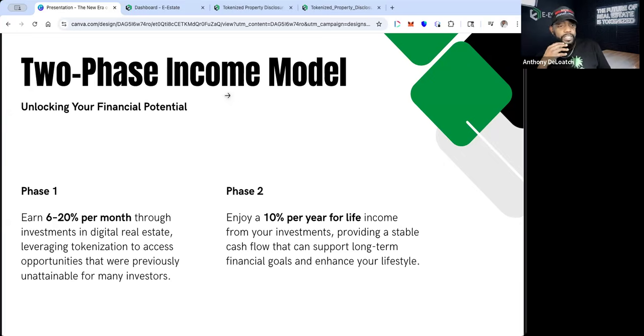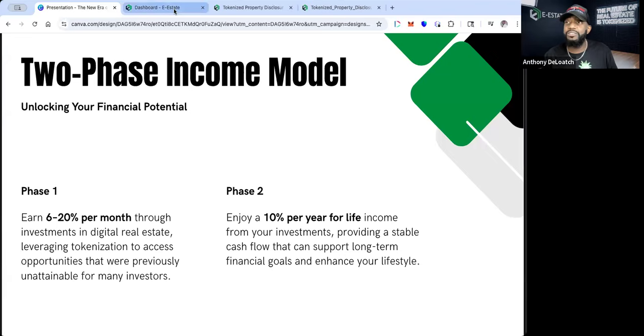Let me tell you, this is how it works. If eState decides to sell the property to take advantage of capital appreciation, when they do that, guess what? They come back and they buy your tokens from you. They buy your tokens back from you, which means you get your initial capital back. Wow. A lot of you have been wondering, how is this different from everything else? I just showed you why this is different. In every way, shape, and form, this is different. Not only is this different, this is better. We have a better way to do real estate passive income.